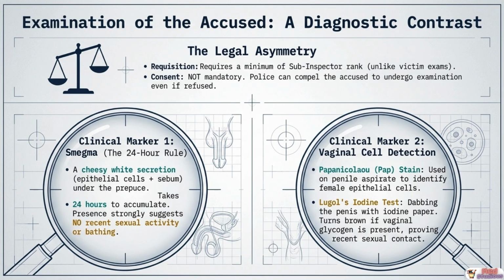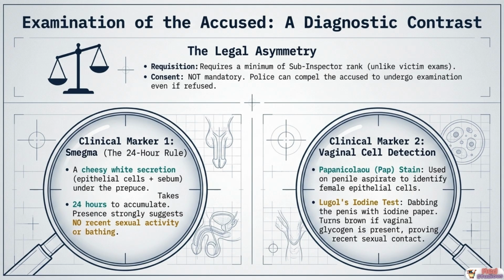For the victim, tripartite consent is absolutely mandatory, and the examination cannot proceed without it unless compelled by court order. For the accused, consent is not mandatory. The police hold the legal authority to compel the accused to submit to forensic examination, even if the accused explicitly refuses. This compulsion power exists because the examination of the accused is a state investigative function, not a therapeutic interaction. Two clinical markers are specifically sought on examination of the accused.